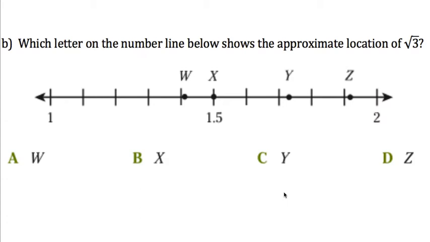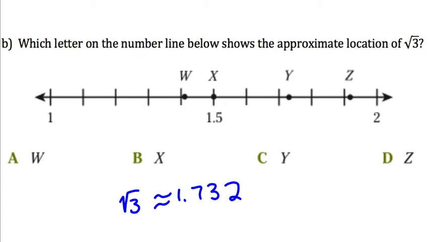Alright, so again, what we want to do is look at what the square root of 3 approximately equals. If you enter the square root of 3 in your calculator, let's just look at 3 decimal places. That's going to give us 1.732.